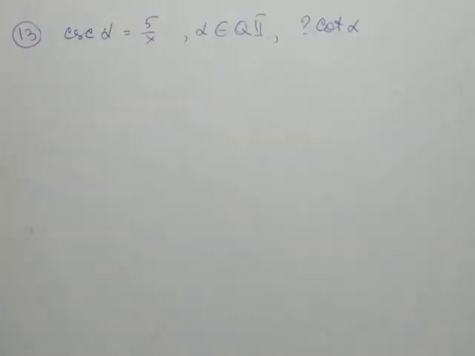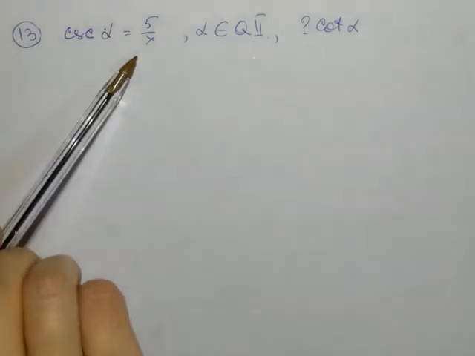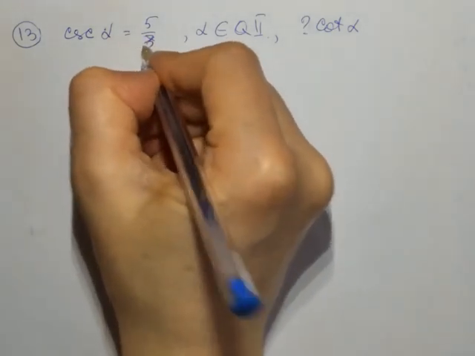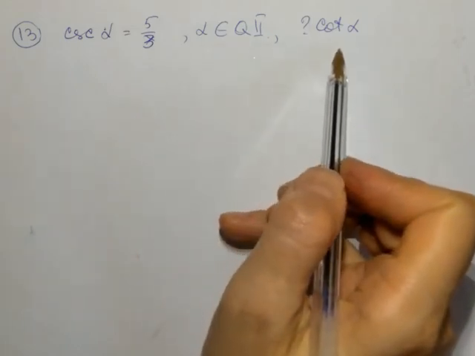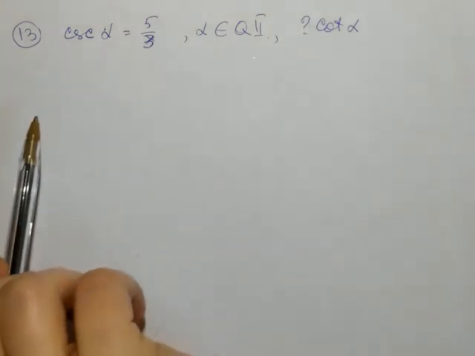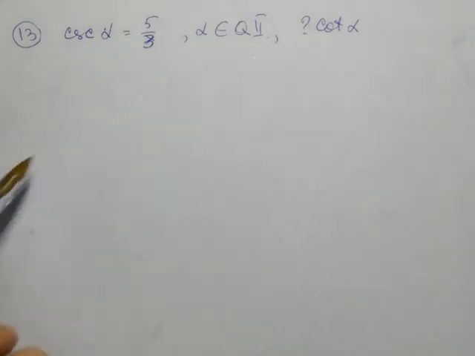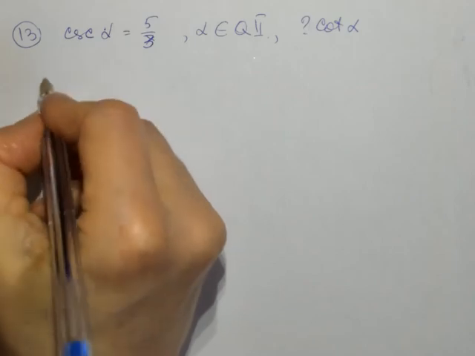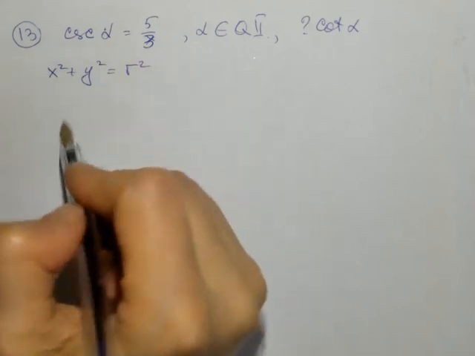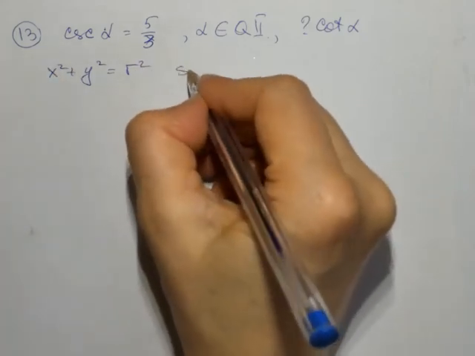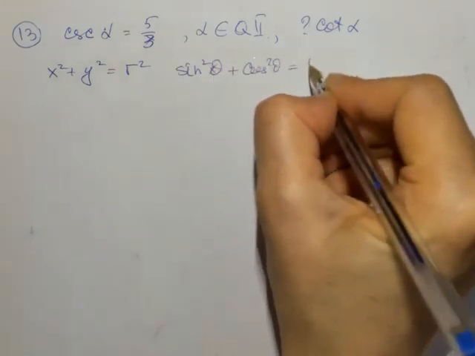Two more problems for trigonometric identities. Given that cosecant alpha is 5 over 3 and alpha is in quadrant 2, find cotangent alpha. We have an identity, one form of the Pythagorean identity that connects cosecant and cotangent. So I can remind you how we got this identity. For the unit circle, we have x squared plus y squared equals r squared, or sine squared theta plus cosine squared theta equals 1.